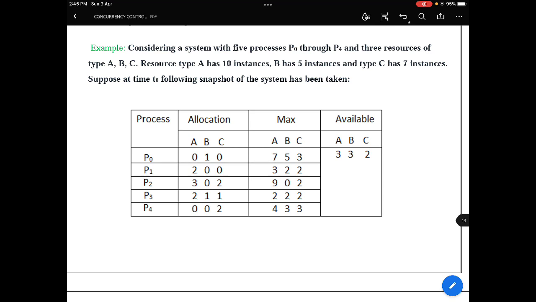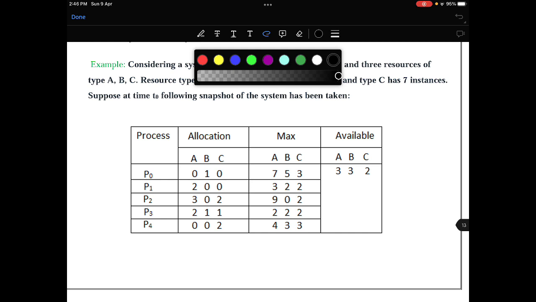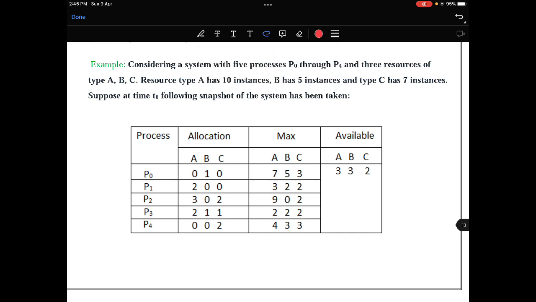See children, this is a very important question which is very frequently asked in the GATE exam. Considering the system has 5 processes, these are the processes P0, P1, P2, P3 and P4. Resource type A has 10 instances. This is allocation, meaning these processes are already handling these resources. And this is the maximum number which each process will be needing.